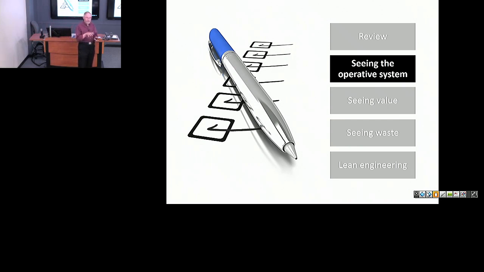And I'm sensing that some of it's beginning to stick, right? Because all of it, we're laying a foundation, okay? And if you can keep that foundation, if that foundation becomes important, then as we add on to that, right, then in fact you'll be in a much better position. So seeing the operative system.